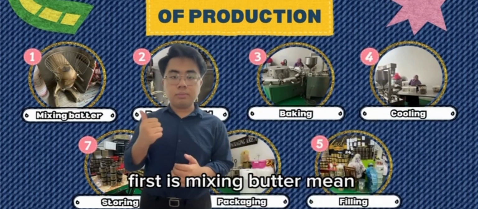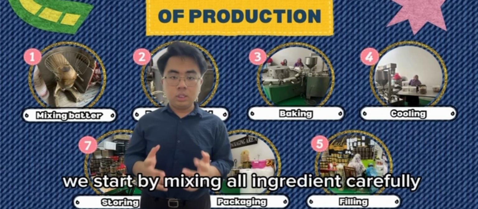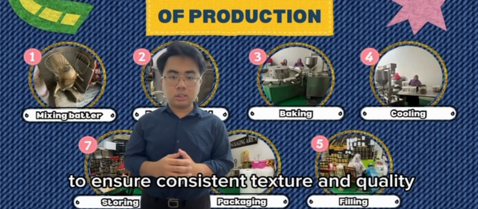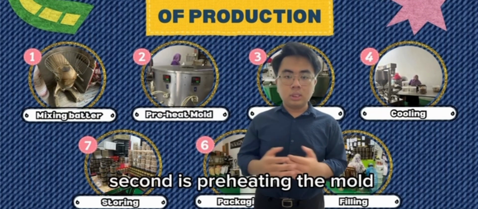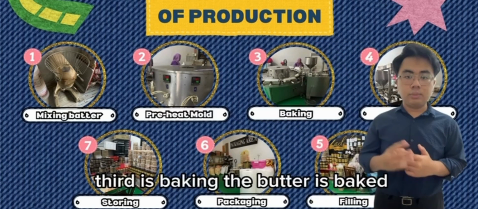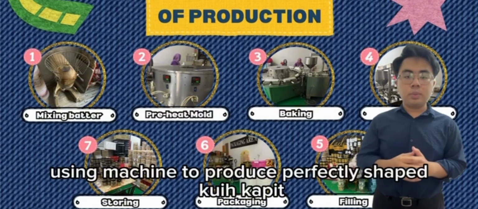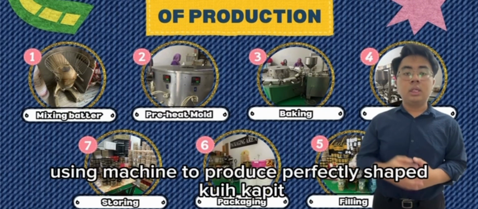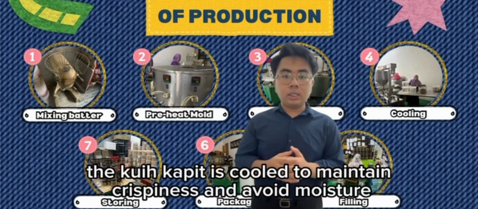First is mixing butter, meaning we start by mixing all ingredients carefully to ensure consistent texture and quality. Second is preheating the mold. The mold is heated to the correct temperature before baking. Third is baking. The butter is baked using a machine to produce perfectly shaped kue kapit. Step number 4 is cooling. After baking, the kue kapit is cooled to maintain crispiness and avoid moisture.